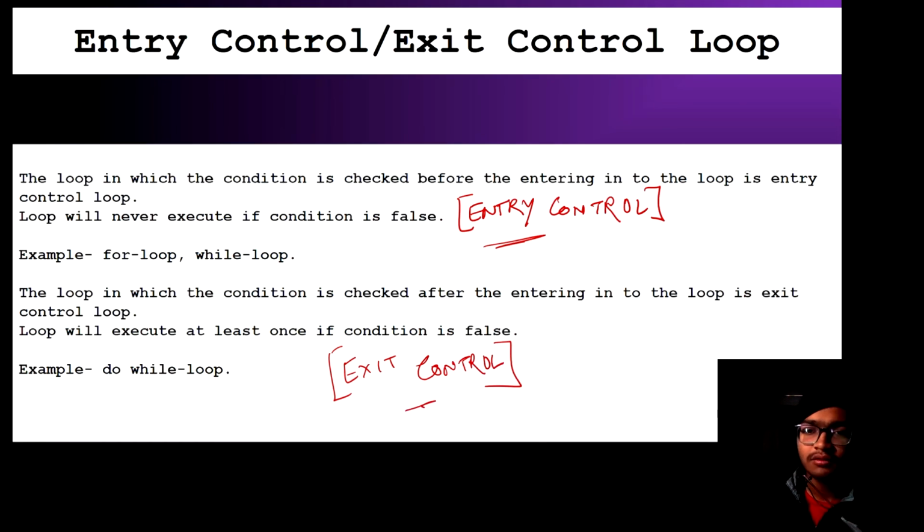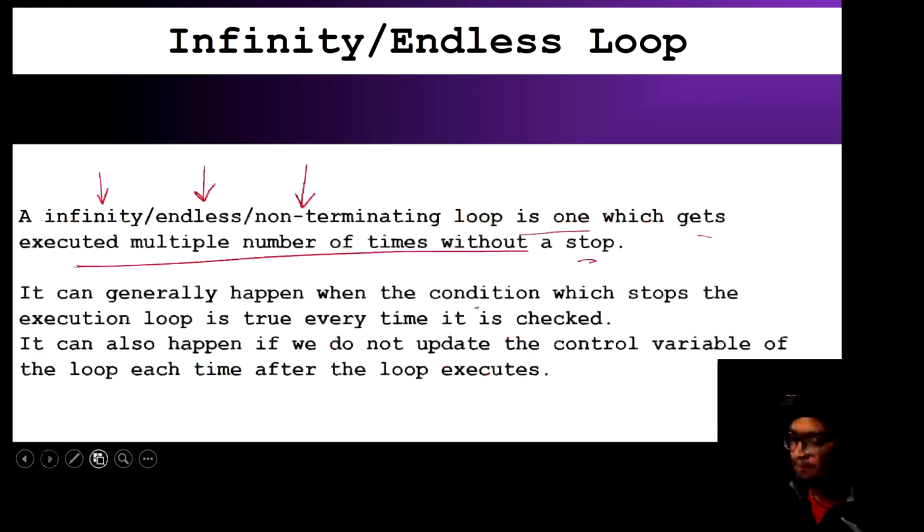If somebody asks you about the difference between the for loop and the do while loop, you can say that the for loop is entry control and do while is exit control. In the for loop, the condition is checked first, and if the condition is false, the code will never execute inside the for loop. In the exit control loop, the do while loop, the code will execute at least once even if the condition is false. So this was about the exit control and entry control loops. Very simple. Now we have the last part, which is not very important, but still it is the infinity loop.